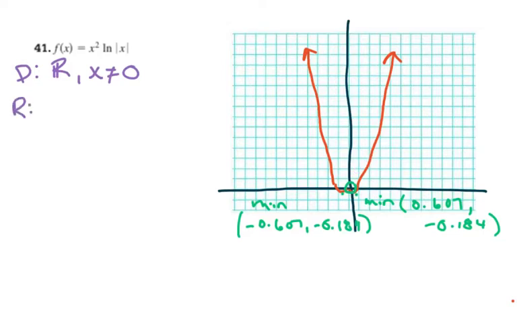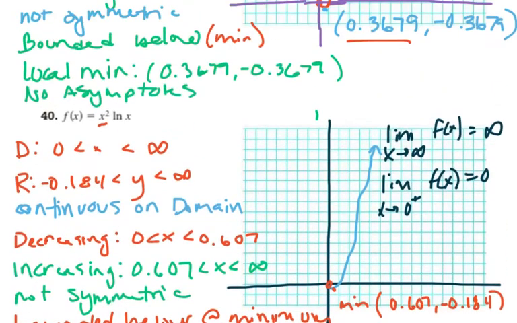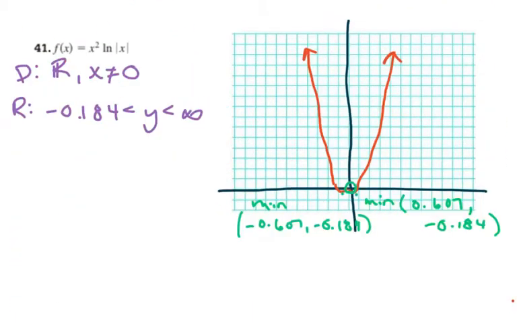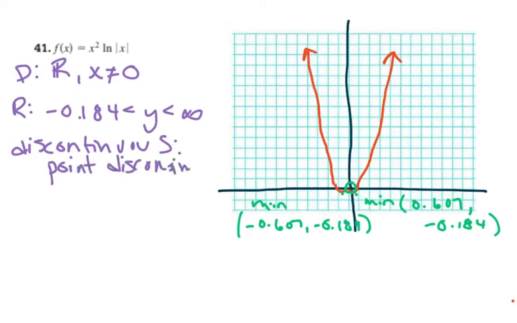We've also got our range, which is going to go from that minimum point, and both of them are a minimum at negative 0.184. And then they go to infinity. Sweet. Then the next piece wants you to do continuous and decreasing and increasing, so it is not continuous. Ooh, it's our first discontinuous. Discontinuous, and it's point discontinuity, because it's literally missing from that one point.